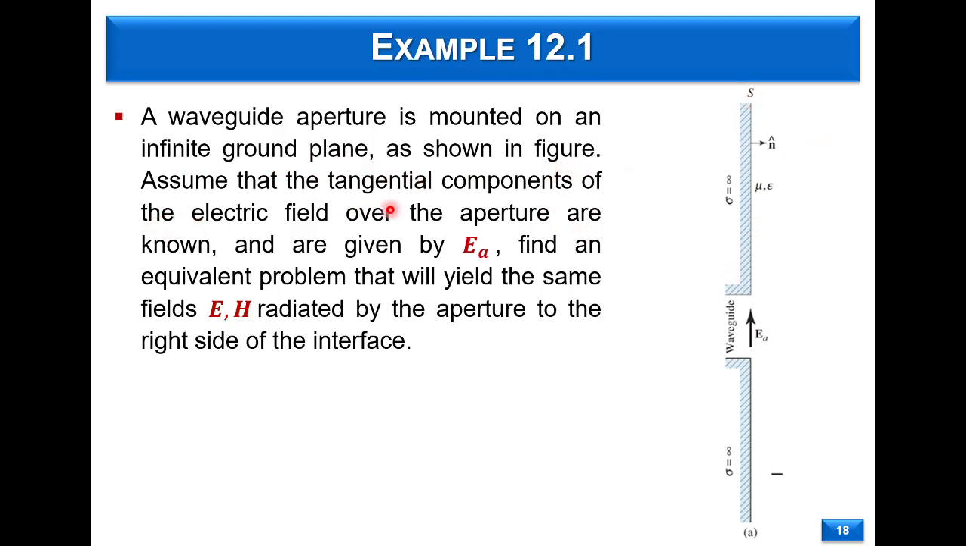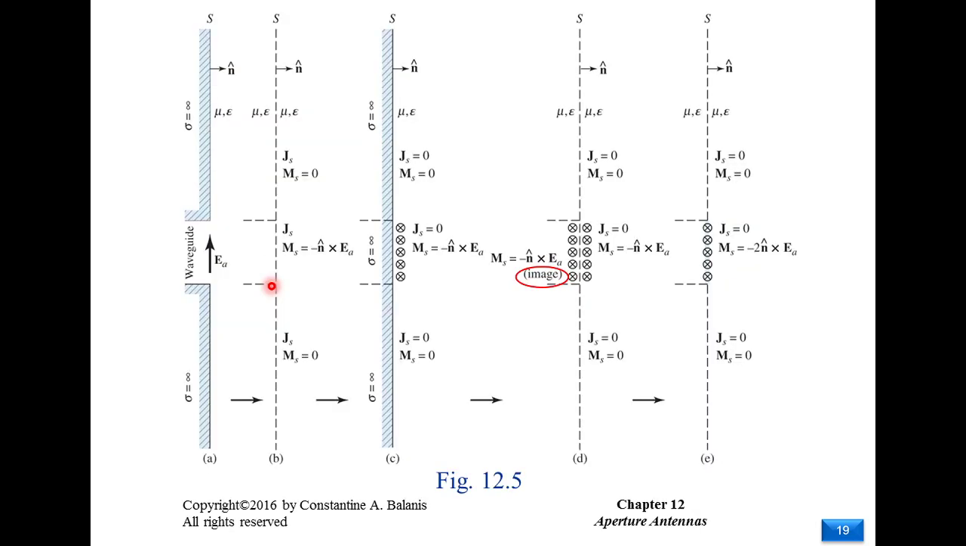As shown in the figure, assume that the tangential component of the electric field over the aperture is known. So we have some tangential electric field on the aperture, and it is given. Find an equivalent problem that will yield the same fields E and H radiated by this aperture to the right of the interface, because we know that to the left of the interface we have no radiation. So we are talking about the radiation here using the equivalent problem, and we want to formulate this into an equivalent problem. So let us see how we can apply those theorems that we just learned.